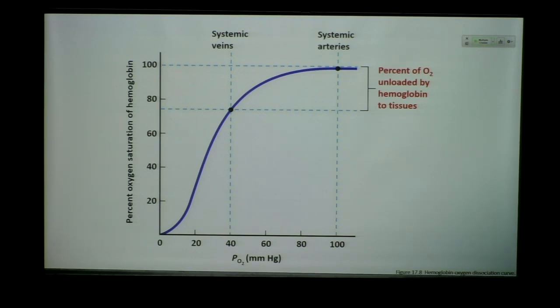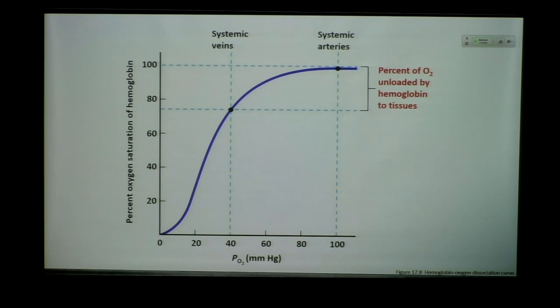So on the y-axis, we've got the percent of oxygen saturation of hemoglobin. And that's a really complex, fancy way to say how many oxygens are bound on that hemoglobin, whether it's 1, 2, 3, or 4. Okay. On the x-axis, we've got the partial pressure of oxygen. Again, another fancy way of saying how much oxygen is present, right? Depending on where we are in veins, we've got less. In arteries, we've got more.